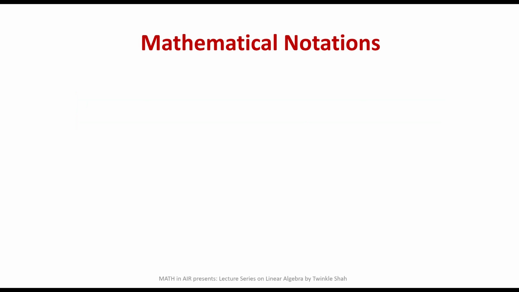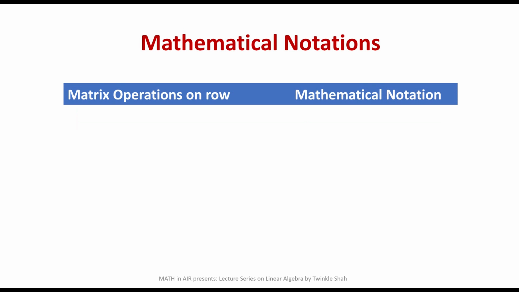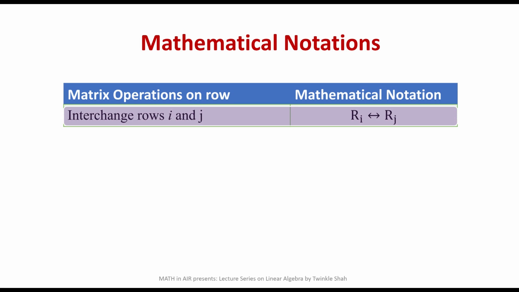First, we will learn the mathematical notations that we can use for matrix operations on a row. Interchange rows i and j of the matrix. We can use the mathematical notation given on the right.